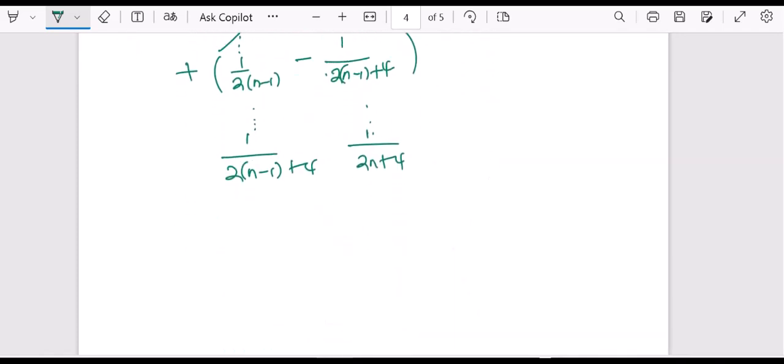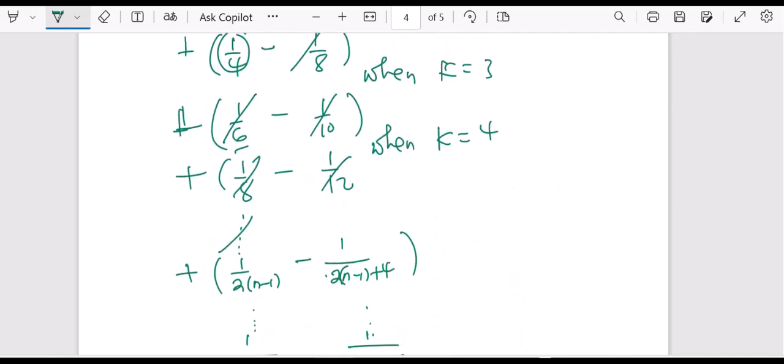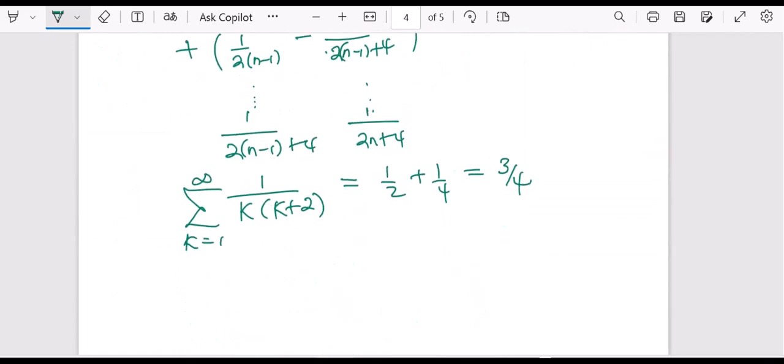So that will imply that as we sum the series from k equals 1 up to infinity of 1 over k into k plus 2, this will become 1 over 2 plus 1 over 4, and this equals 3 over 4. So that is the sum for that part.